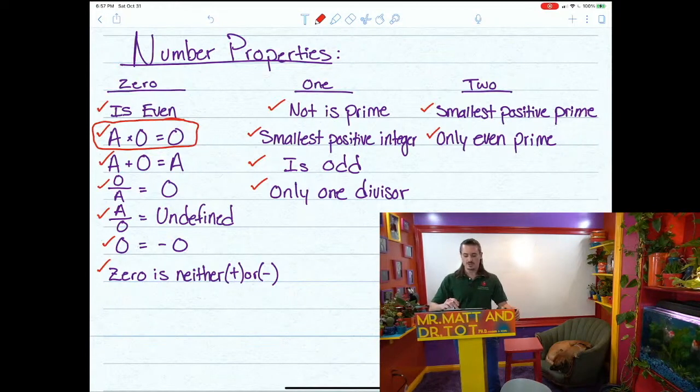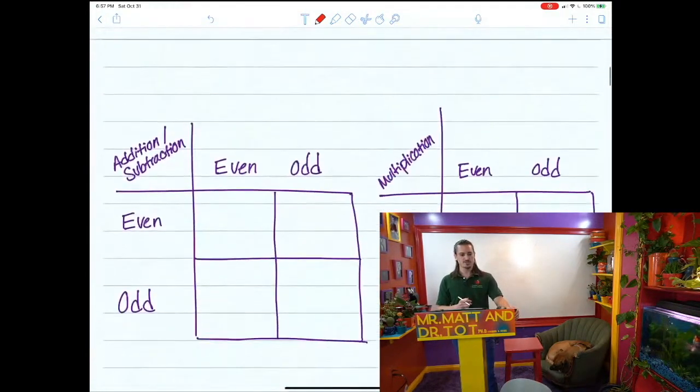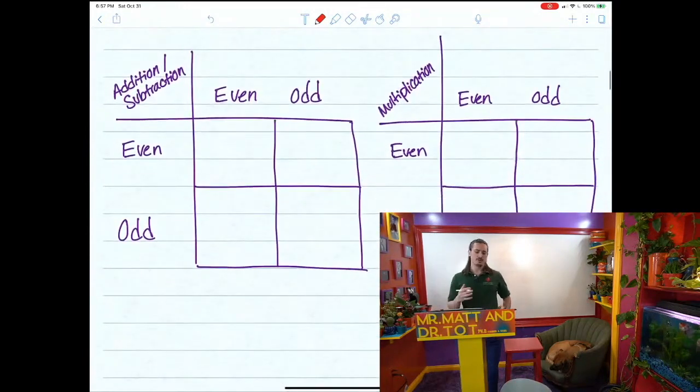Otherwise, I want to also look at some number combinations here, some combinations with operations pertaining to values that have even and odd characteristics, and then we're also going to talk about positive versus negative characteristics.